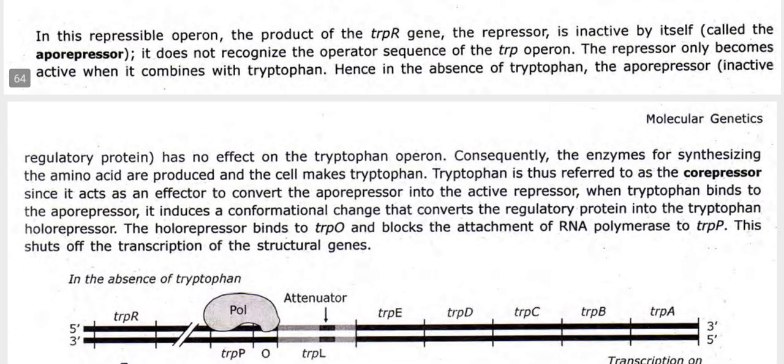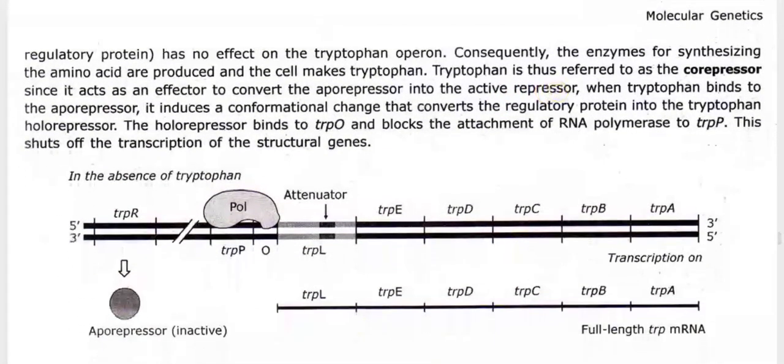In this repressible operon, the product of the trpR gene, the repressor, is inactive by itself, called the aporepressor. It does not recognize the operator sequence of the trp region. The repressor only becomes active when it is combined with tryptophan. Hence, in the absence of tryptophan, the inactive aporepressor regulatory protein has no effect on the tryptophan operon. Consequently, the enzymes for synthesizing the amino acid are produced and the cell makes tryptophan.